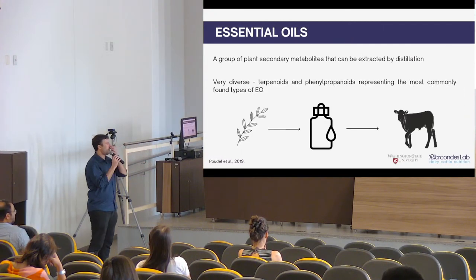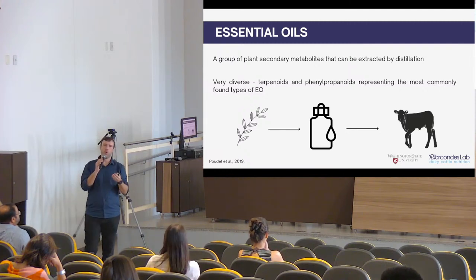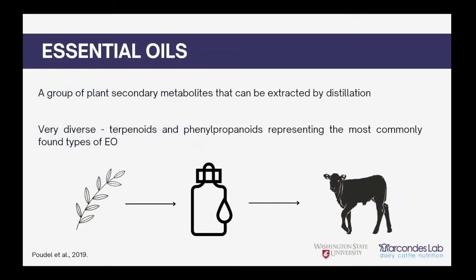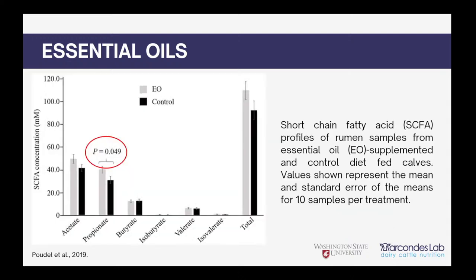Essential oils are the same thing. The way essential oils work is more or less the same way the ionophores work. Usually they work by fighting some specific bacteria. So they either kill the bacteria or inhibit the growth of some bacteria. And also, usually, they act on methanogens as well. So sometimes you might see, this was one study that I found, a little increase in propionate production and that will have some response in performance. But again, very contradictory results in the literature.